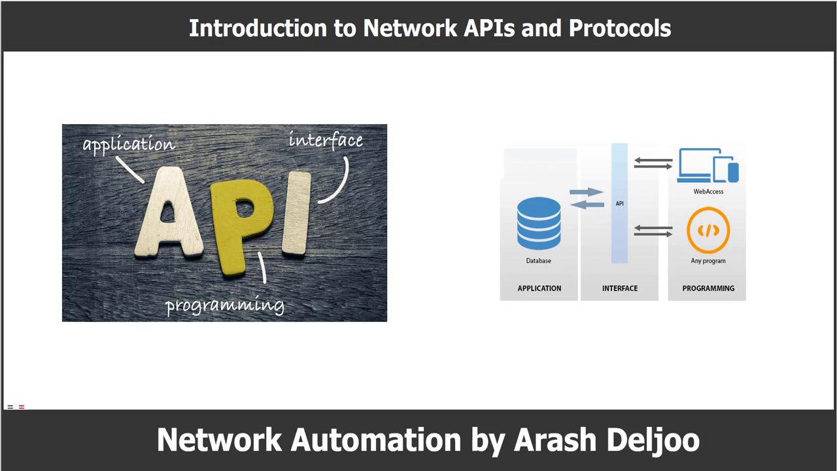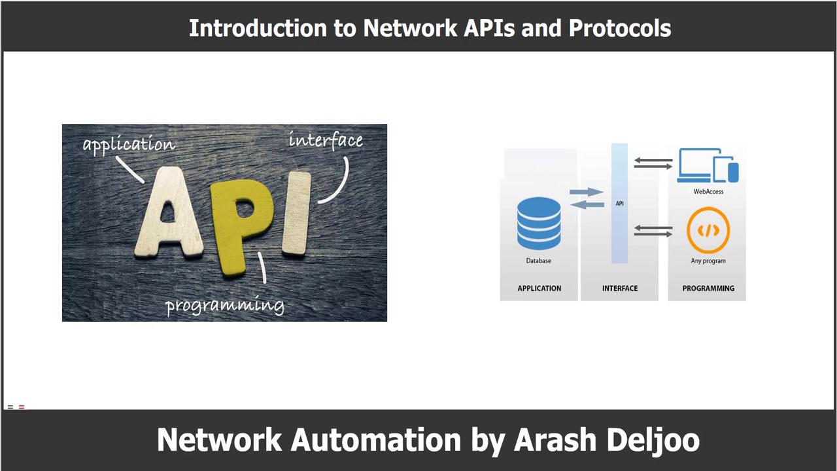First, let me introduce the network APIs and protocols. You know that in a previous video we learned about the APIs. Here we are reviewing again the application programming interfaces. Application programming interfaces, or APIs, are simply interfaces for software systems to talk to one another. An API has a set of requirements that describe how applications can communicate between themselves.